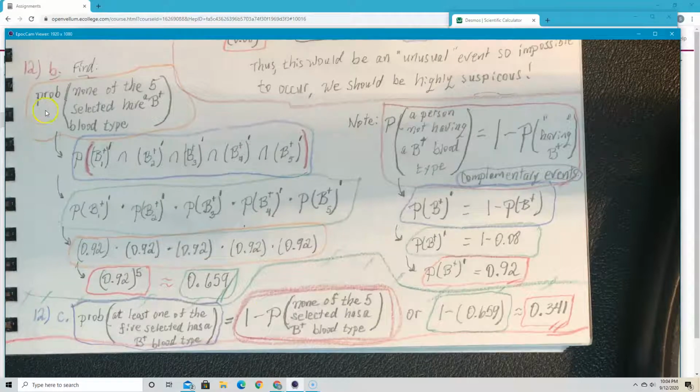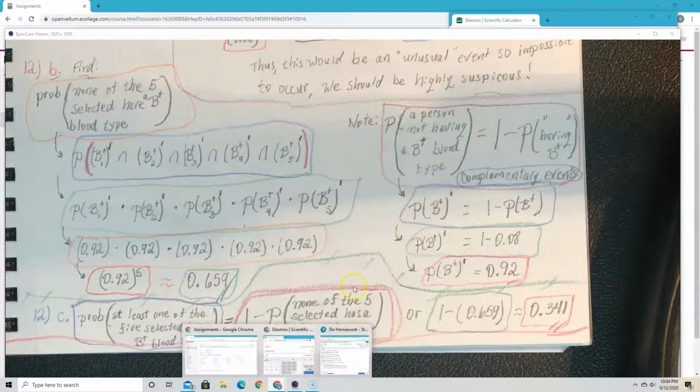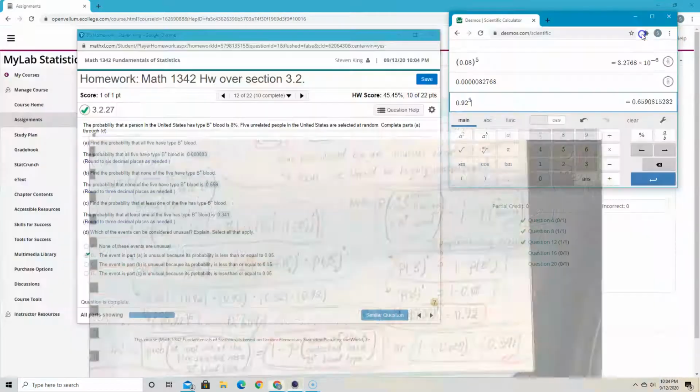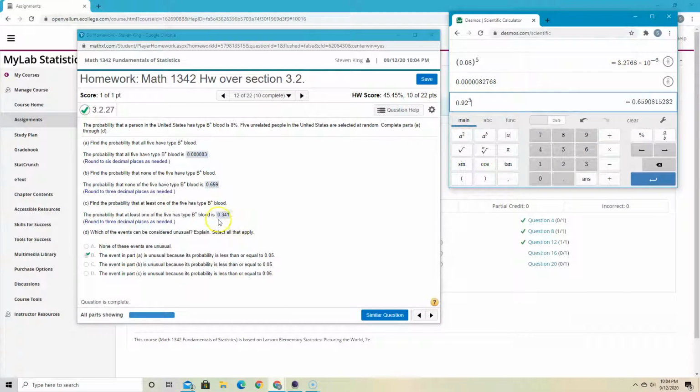So once we find the probability that none of them have it, then we can find the probability at least one of them. And it's the 1 minus the probability that none of them, which is 1 minus the 0.659, which is the 0.341. And there's the 0.341.